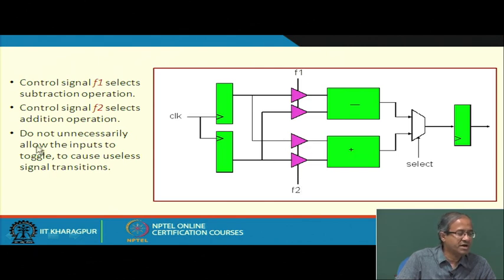So, we are not unnecessarily allowing the input of the other block to toggle, because this will be a useless signal transition. Suppose when I need to do addition, I will not be using subtraction. So, why unnecessarily make this signal toggle and make this consume additional power? Okay. This is the basic idea.